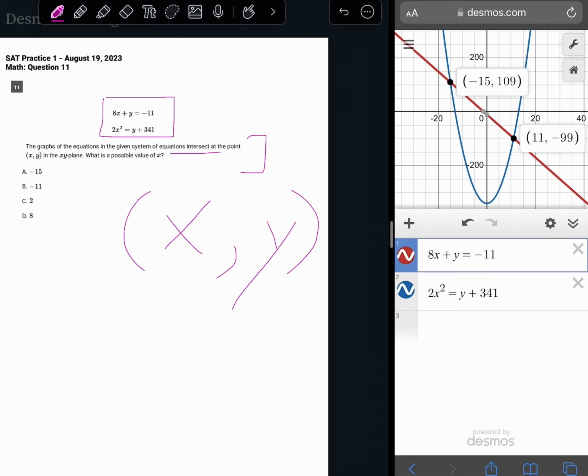I want to read my final question, and I can see I'm being asked for possible values of x. And I see that there are intersection points at x is equal to negative 15 and x is equal to 11. When I look at my answer choices, I only see one of these, negative 15, appearing. And for that reason, for this problem, I'm going to like answer choice A.